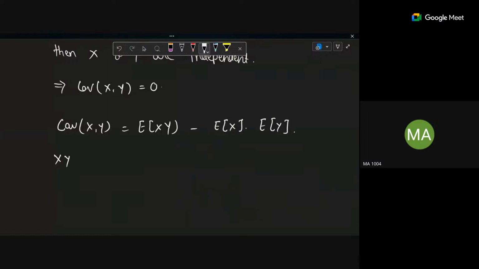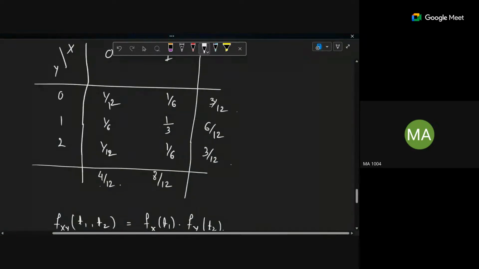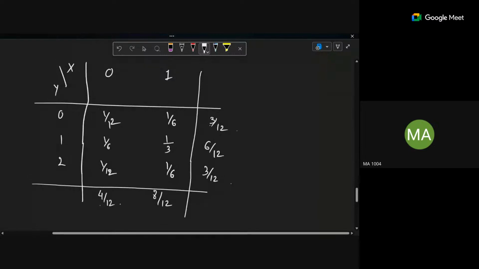X is a random variable, Y is a random variable, so xy is a random variable. Now, what are the possibilities that your xy will take? It will take 0, 1, and 2. Now you have these probabilities, and you know that your product can take either value 0, 1, or 2. Fine.